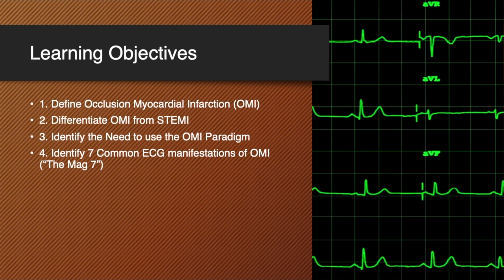Learning objectives. Objective 1, define occlusion myocardial infarction, also known as OMI. Differentiate OMI from STEMI, or ST elevation myocardial infarction. Identify the need to use the OMI paradigm, and identify 7 common ECG manifestations of OMI. I have kind of coined the term the Magnificent 7, or the MAG 7, as a memory aid to think about conceptualizing some of these common findings that are associated with OMI.